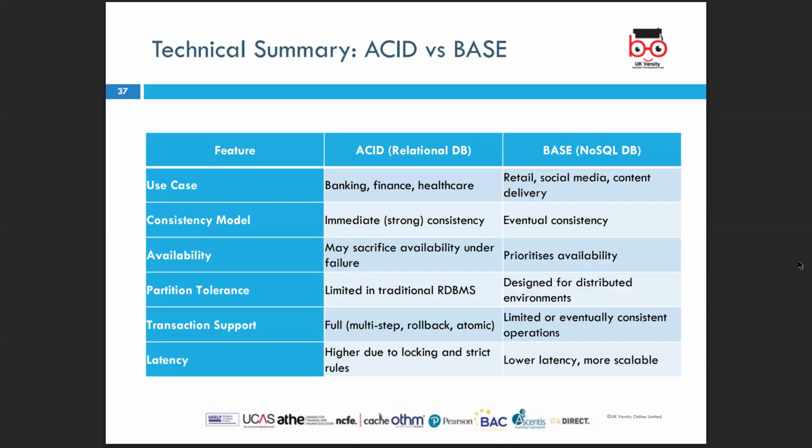So here in our table, we have a technical summary between our relational databases and our non-relational databases, where we have examples for use case, consistency model, availability, partition tolerance, transaction support, and latency.